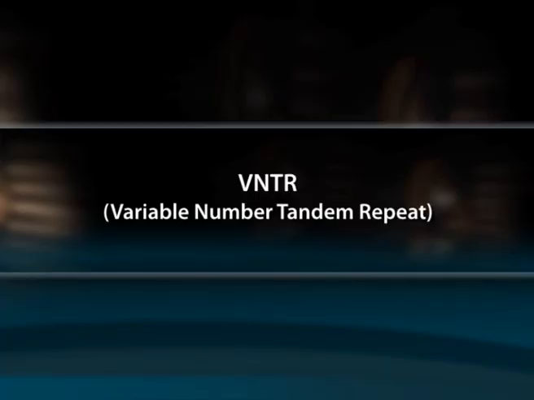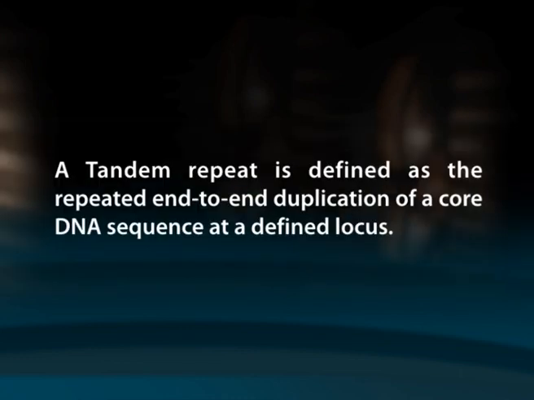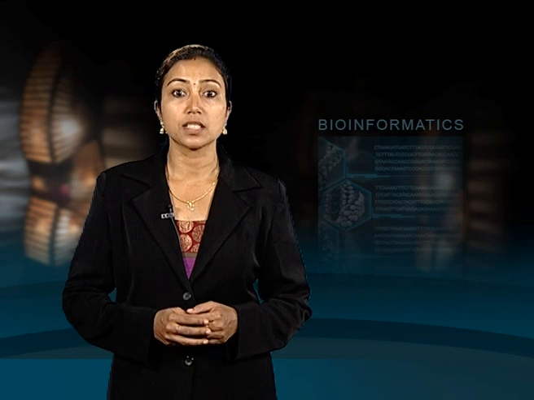Fifth one, variable number tandem repeats, or VNTR. A tandem repeat is defined as the repeated end-to-end duplication of a core DNA sequence at a defined locus. These DNA segments are useful for identifying individuals for such purposes as linking a suspect to a crime scene because of their variation between individuals. These are the famed DNA fingerprints.